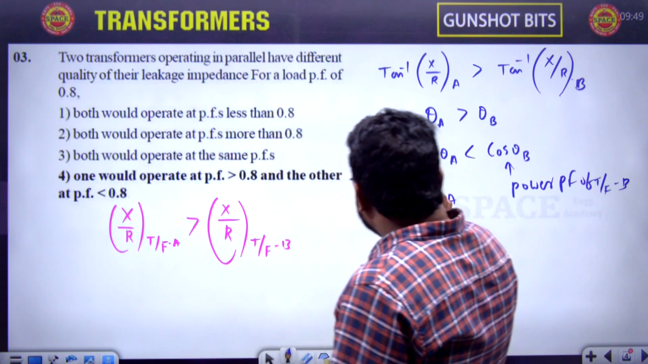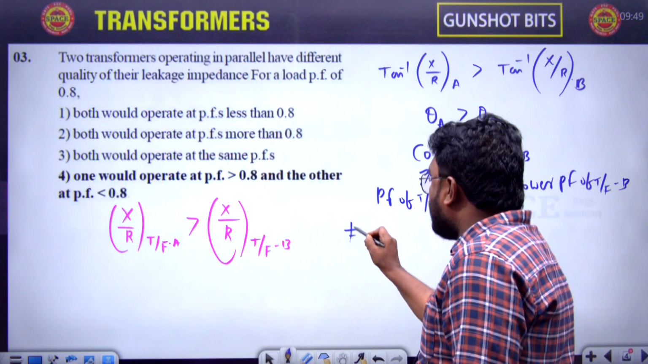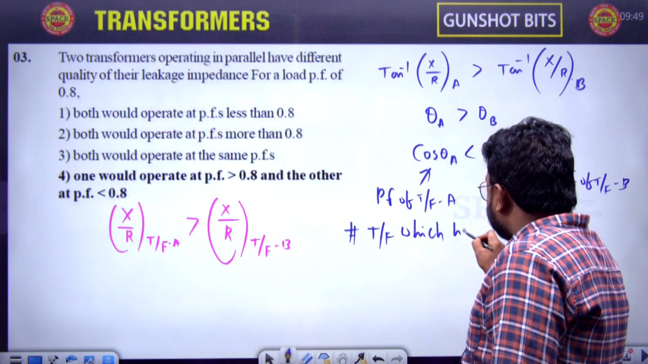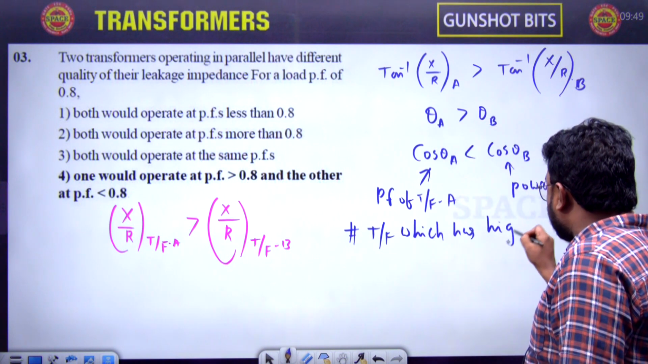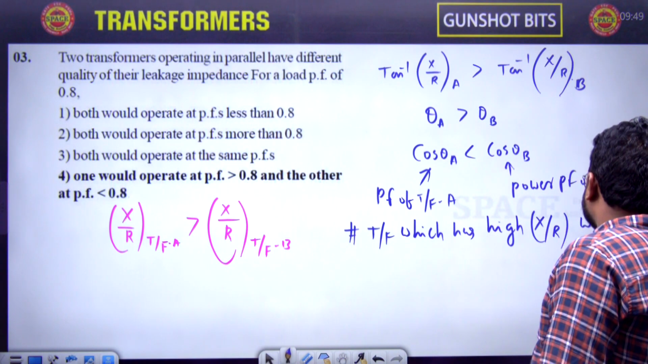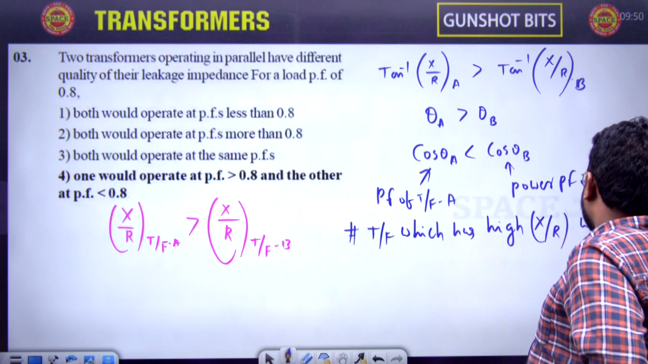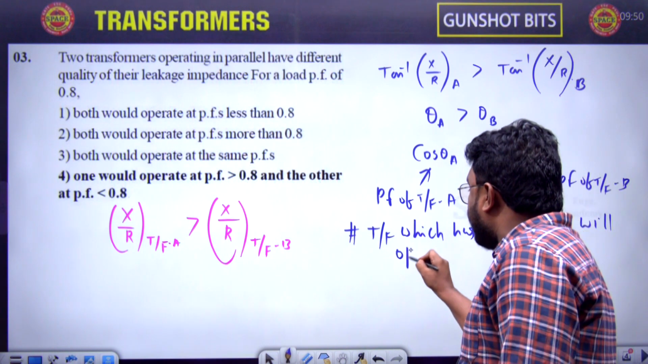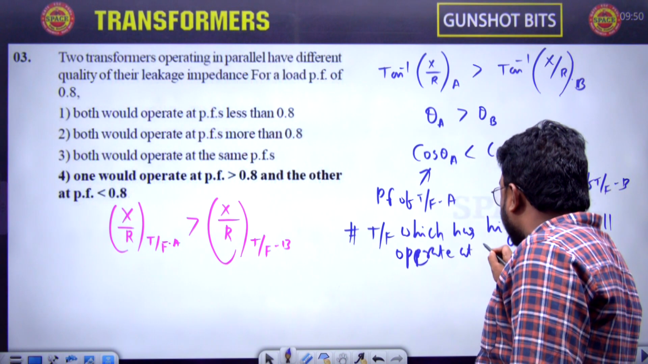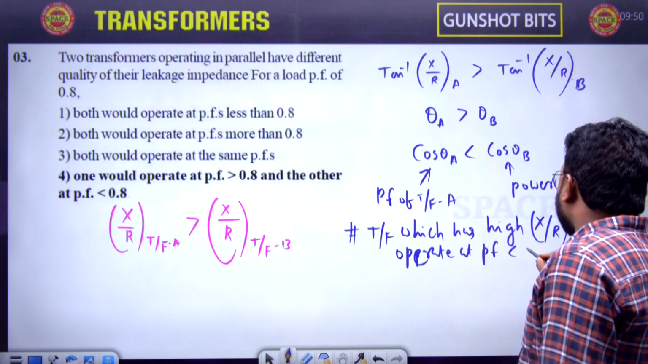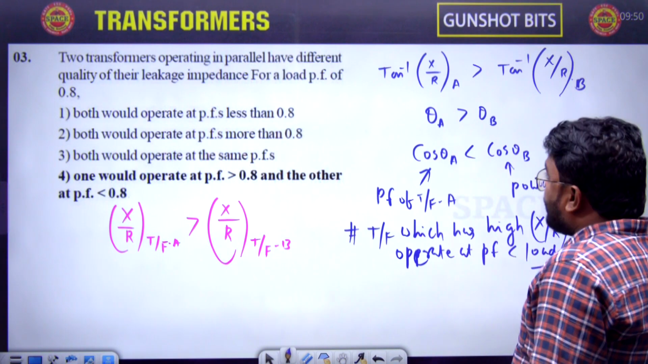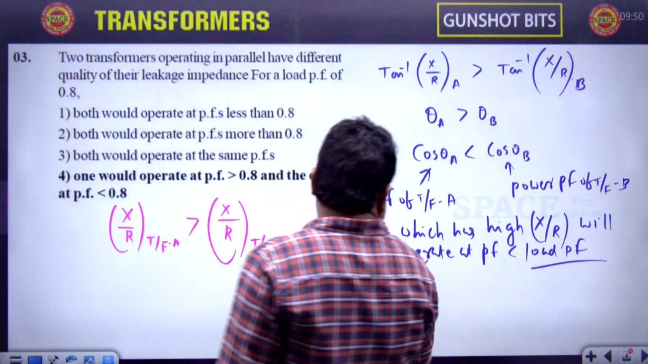What I conclude: the transformer which has a high X by R ratio will operate at a power factor less than the load power factor. So whatever the load power factor is, 0.8 or 0.6 or whatever it may be.